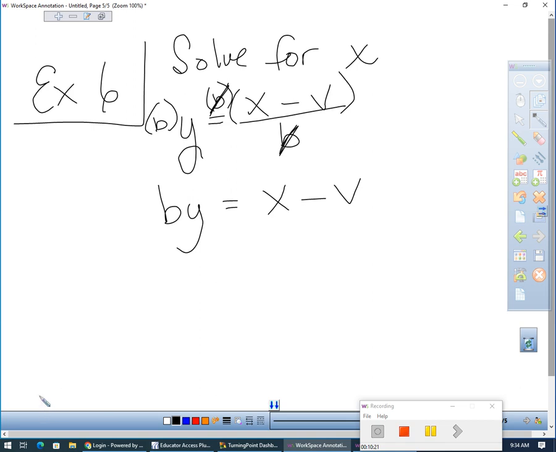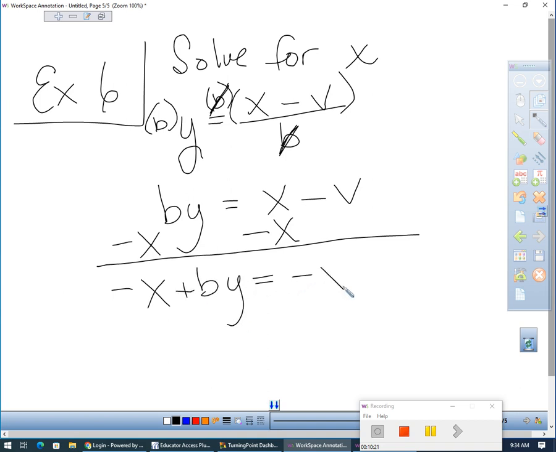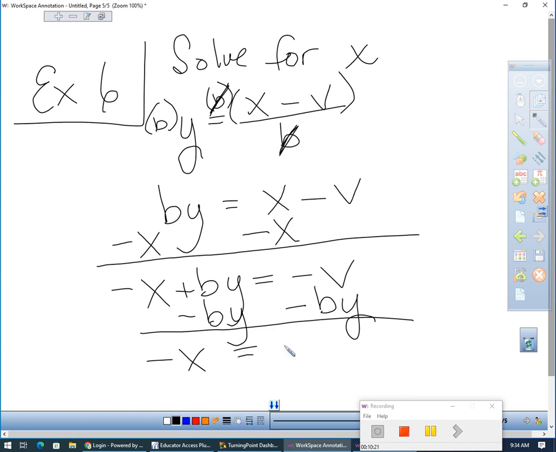All right, now I need to move my desired term to the left. Which one of those do I need to move to the left? The x. So I'm going to subtract x from both sides. Can I combine those together? So negative x plus by equals negative v. Okay? Now I got to move the term that doesn't have an x in it to the other side. Well, I got to move by. So I got to subtract by from both sides. I have negative x equals negative v minus by.